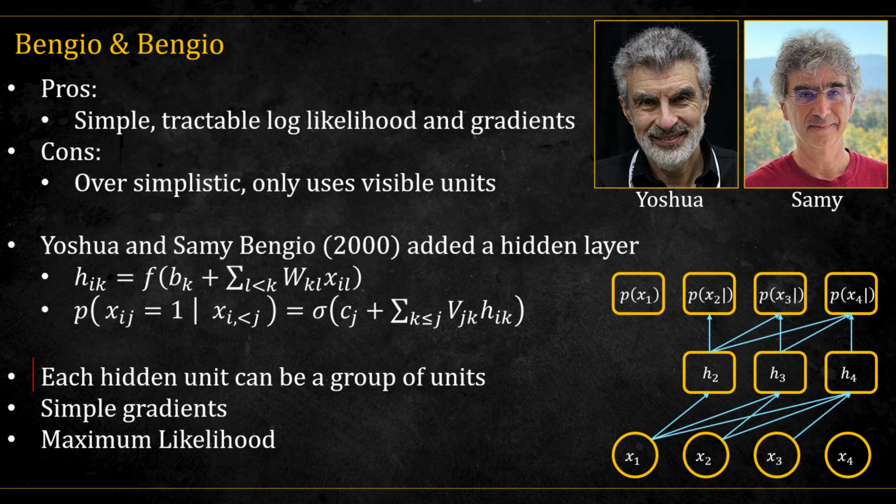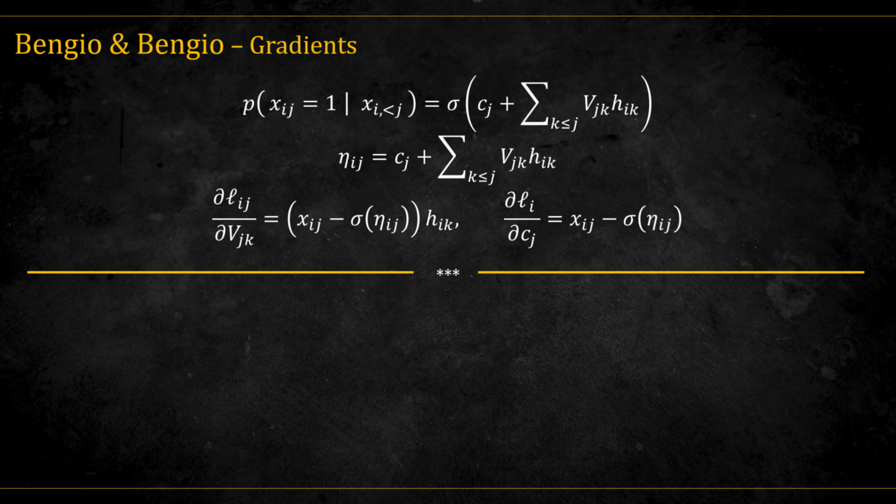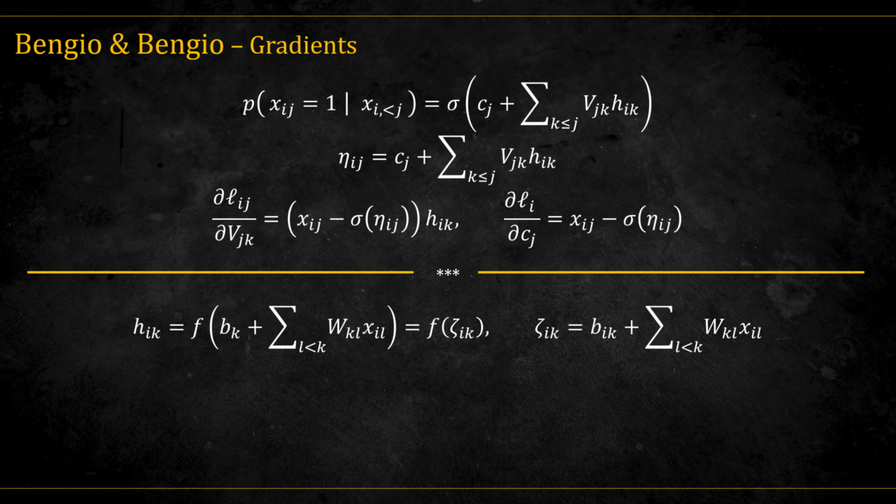An important thing here is that each hidden unit can actually be a group of hidden units, and we shall see this shortly. But in any case, this model still has relatively simple gradients, and so we can do maximum likelihood or minimize the negative log likelihood. In the upper part, we can see the gradients for the upper layer, and this is exactly like the previous LARC gradients, only with h instead of x over here. In the lower part, we have to propagate the gradient using the chain rule.